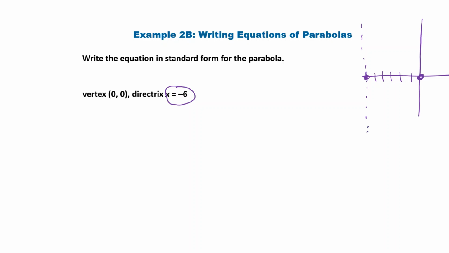Now it said my vertex is here, so my focus must be 6 away, because this distance is 1, 2, 3, 4, 5, 6. So I have to go the same distance to get to my focus. 1, 2, 3, 4, 5, 6. So there's where my focus is. And so now, if my focus is here, the focus has to be inside the parabola. The directrix is outside of my parabola. So now I know that my p is actually going to be 6 because I'm 6 away.